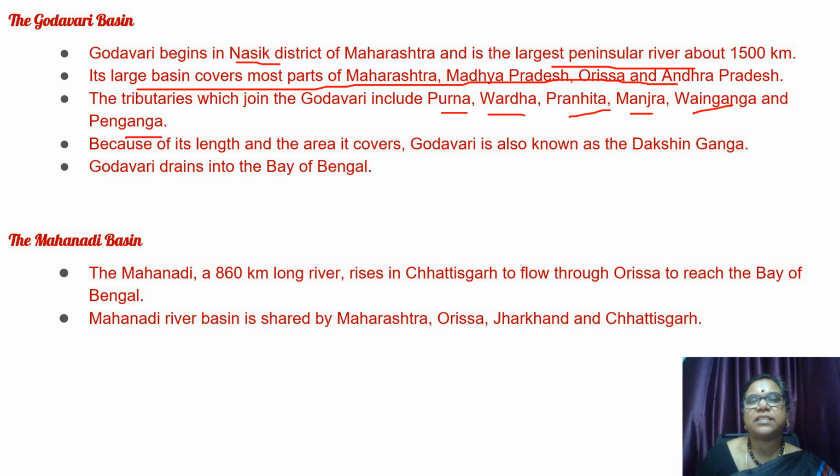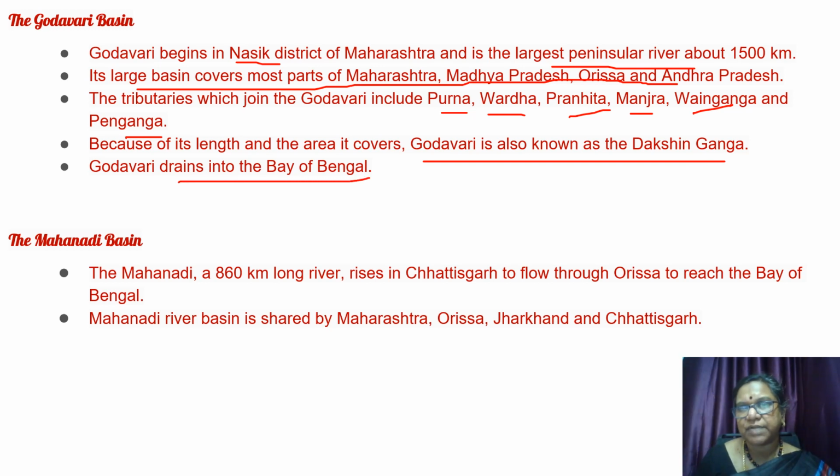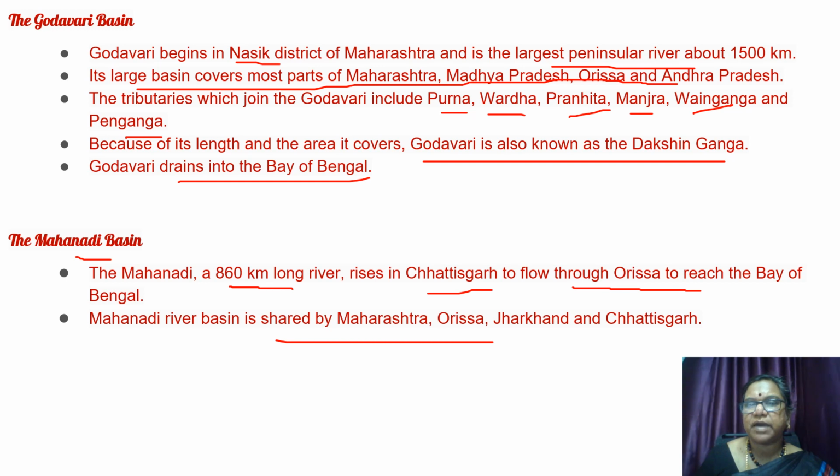Because of its length and the area it covers, this Godavari is also known as Dakshin Ganga. Godavari, as we told, flows eastwards and drains into Bay of Bengal. The Mahanadi basin is 860 kilometers long. It rises in Chhattisgarh to flow through Orissa to reach Bay of Bengal. Mahanadi river basin is shared by Maharashtra, Orissa, Jharkhand and Chhattisgarh.